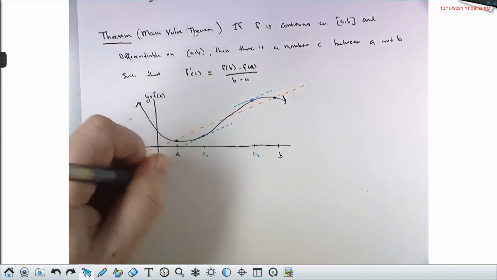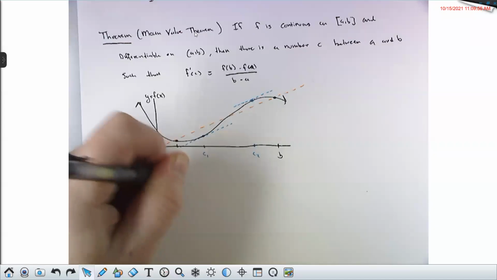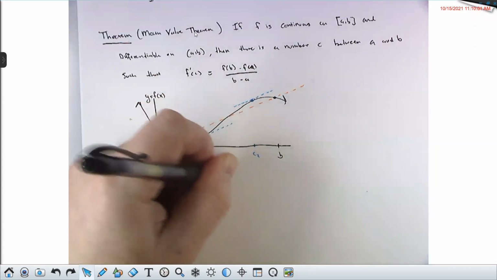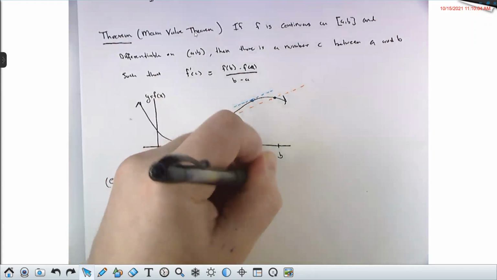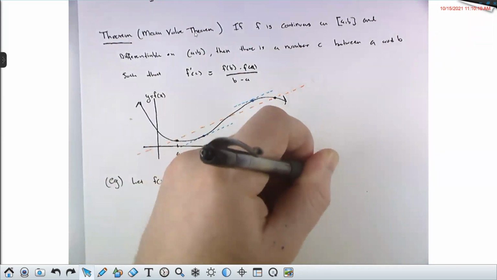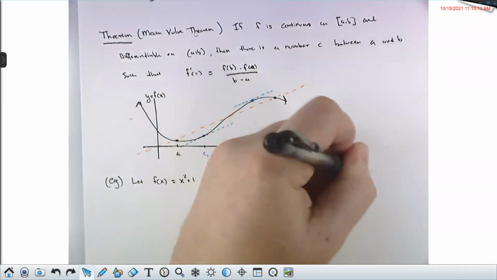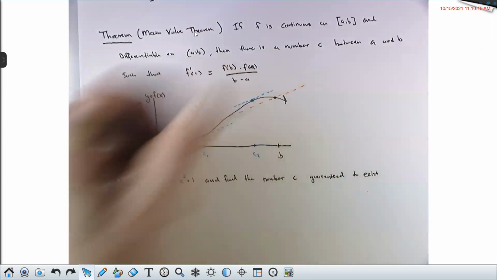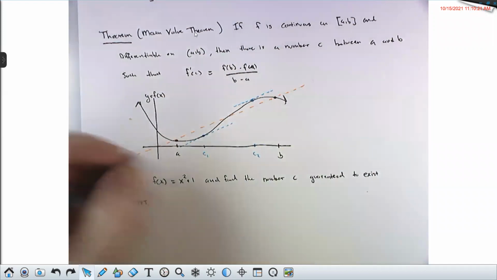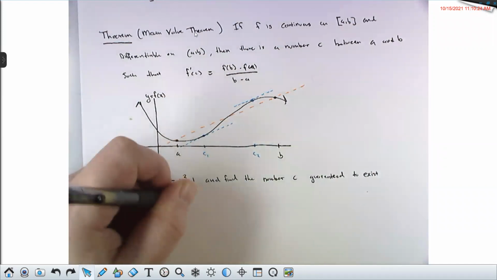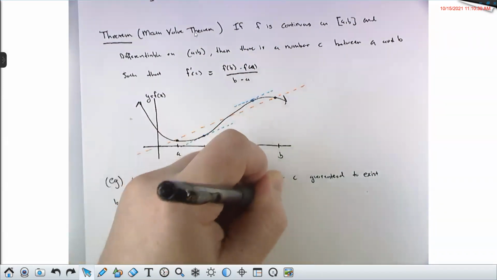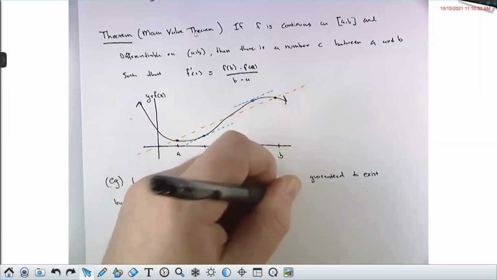Let f of x be whatever you want. How about x squared plus 1? And find the number c guaranteed, I always misspell guaranteed, to exist by MVT, mean value theorem, for f on the interval, let's say -2 to +3.